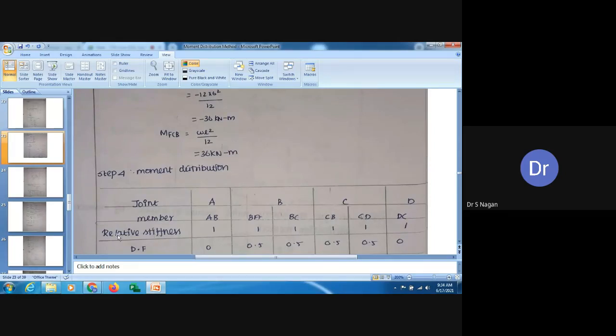Then write the relative stiffness. Relative stiffness is one for all members in this problem: AB, BA, BC, CB, CD, DC. Then write the distribution factor. Distribution factor for AB is 0. BA we have found as 0.5. BC we have found as 0.5. CB we have found as 0.5, CD 0.5, and DC 0.